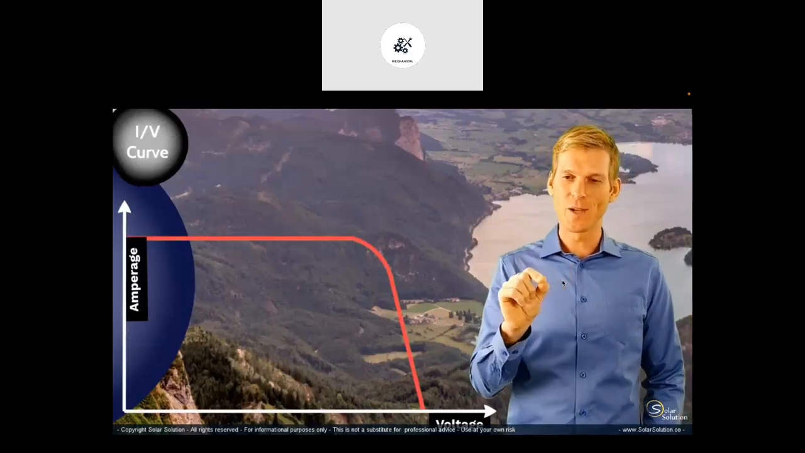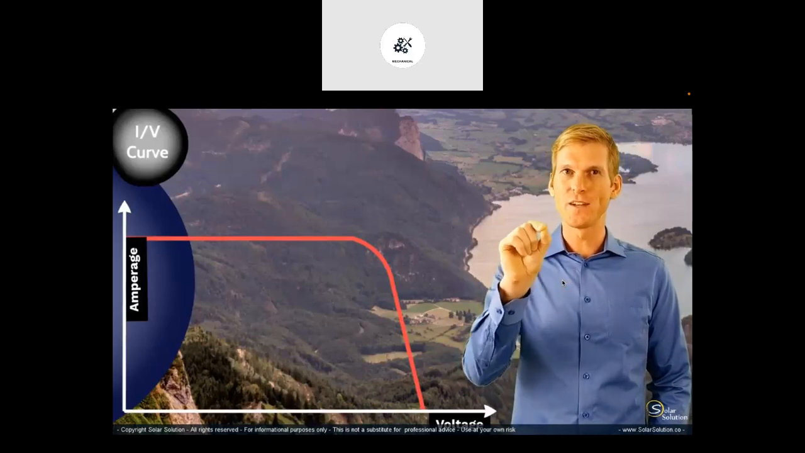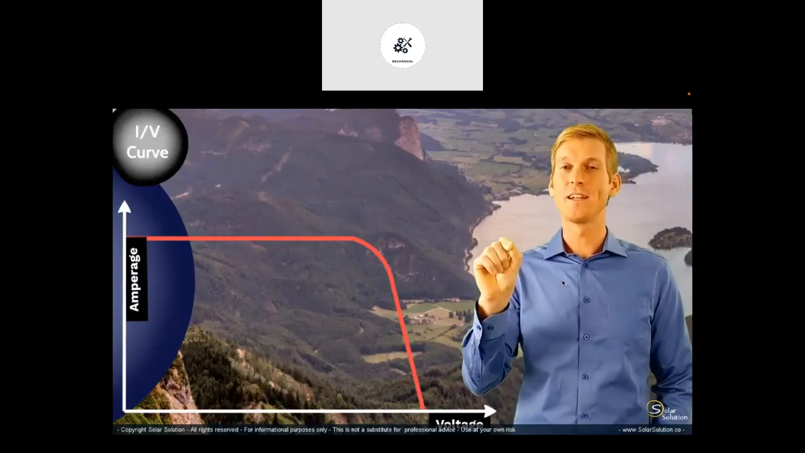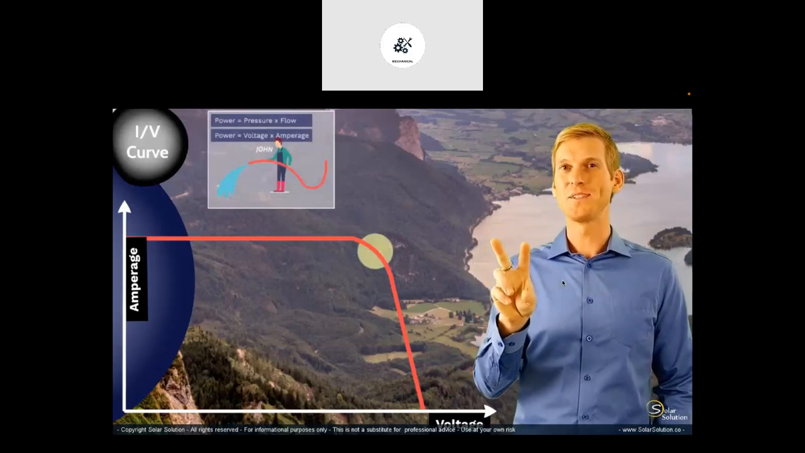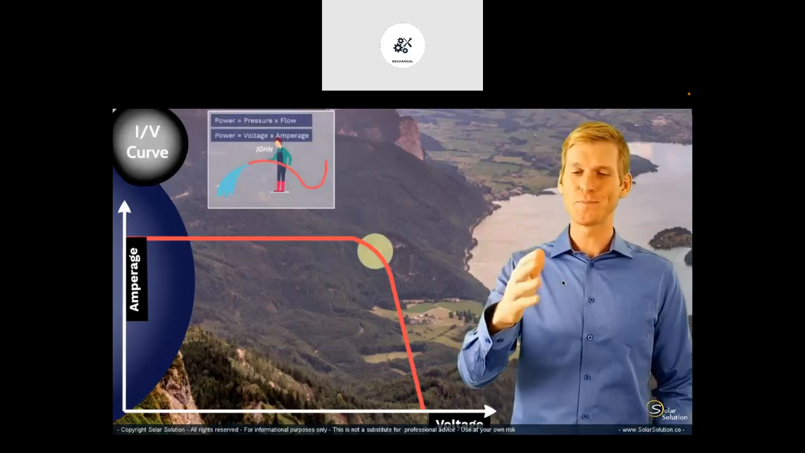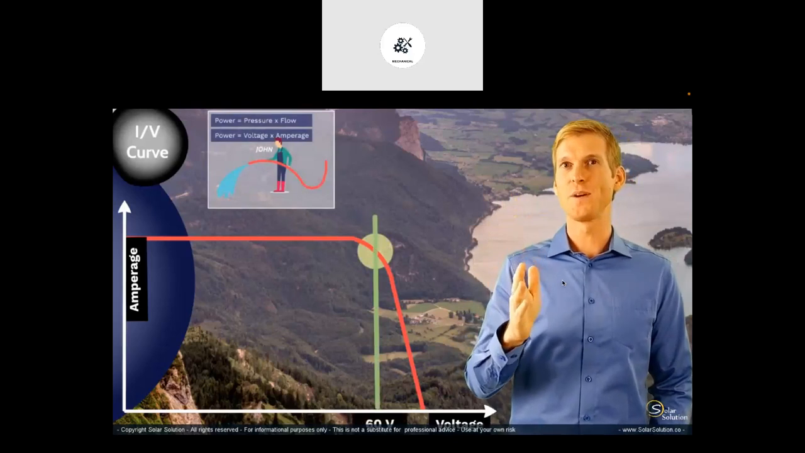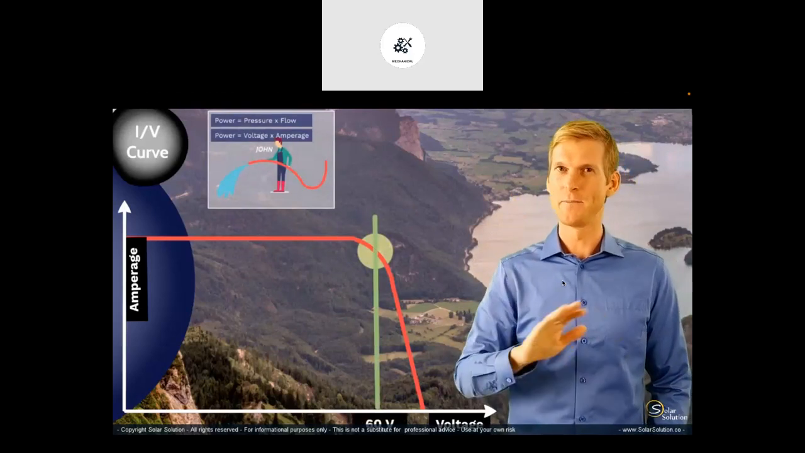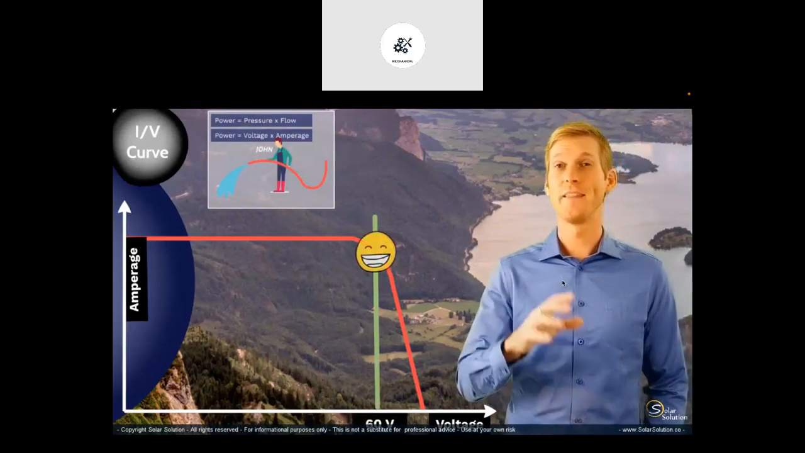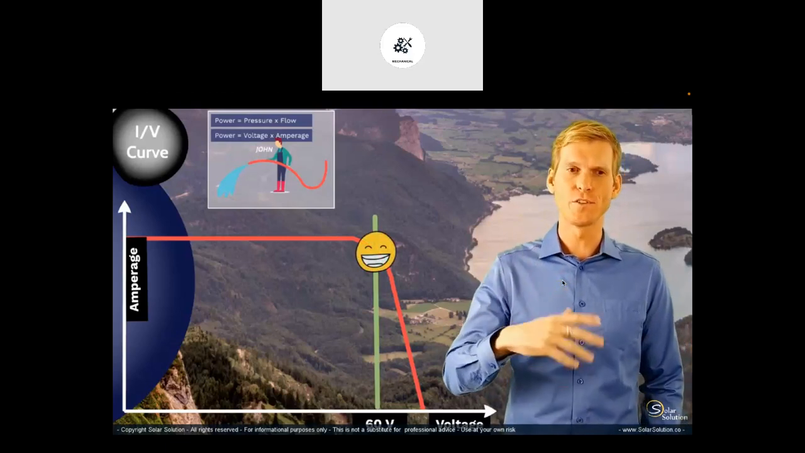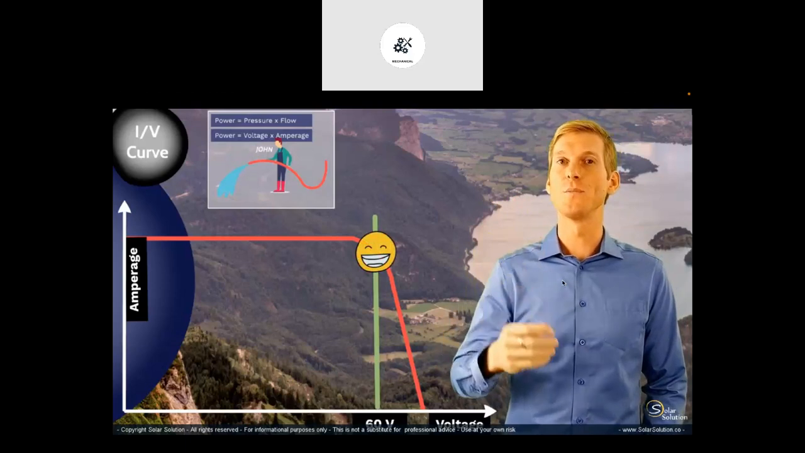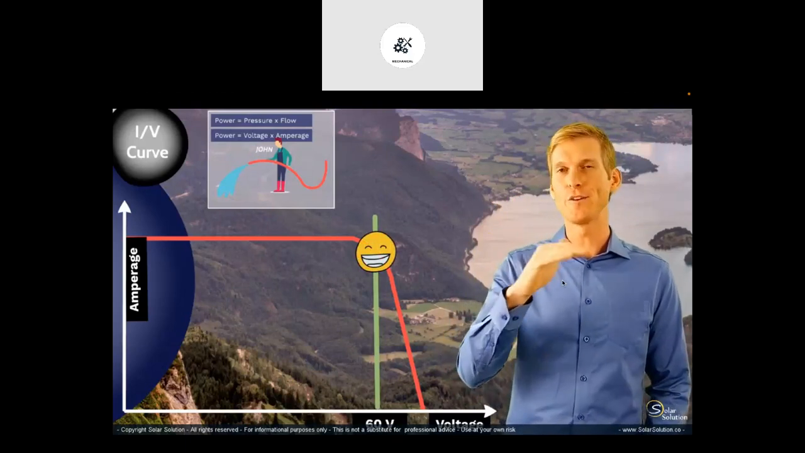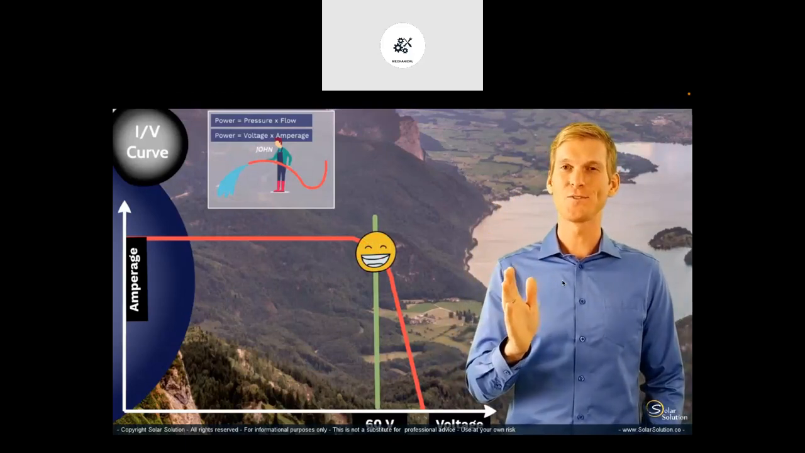So a first look at the situation where the sun is high in the sky and we've got a nice IV curve with a high amperage and voltage. If you connect this solar panel to the MPPT charge controller, the MPPT charge controller will adjust the voltage and will walk along this line until it has found a point whereby the voltage times the amperage results in the highest power output.